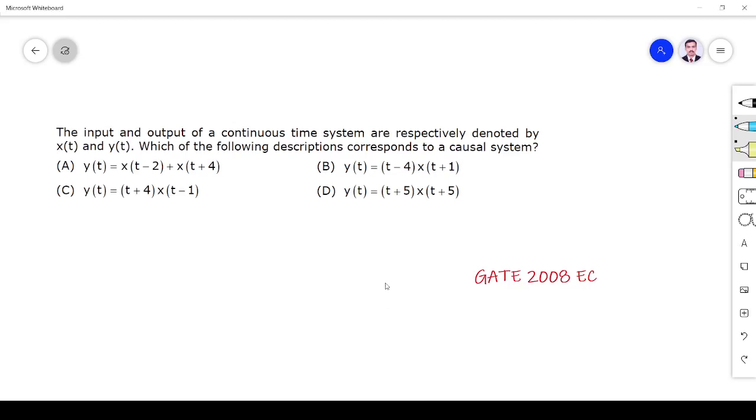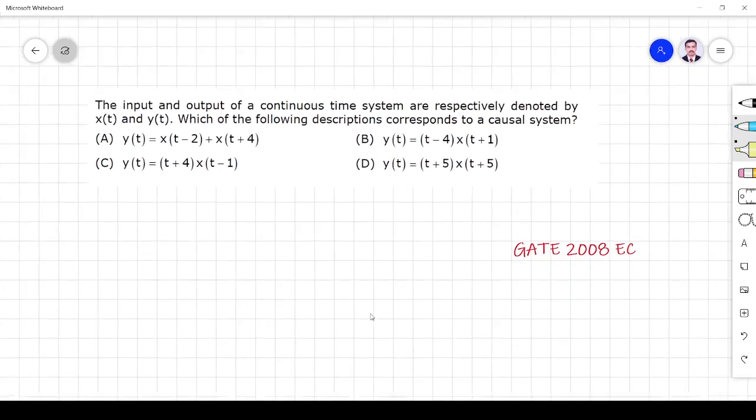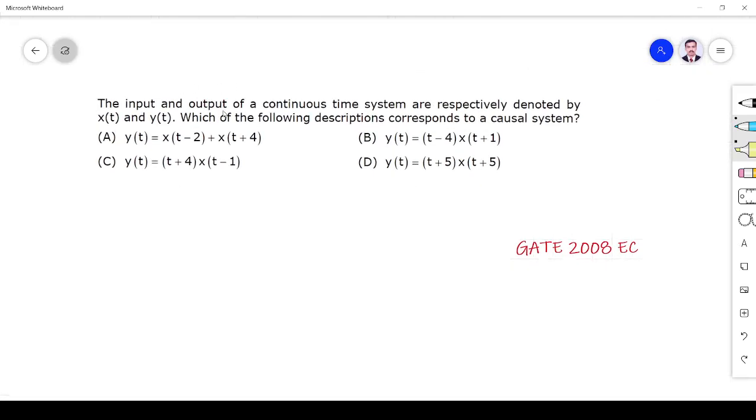Hi friends, in this video let us solve a similar system data question asked in GATE 2018 paper. The question is, the input and output of a continuous time system are respectively denoted by x of t and y of t. Which of the following descriptions corresponds to a causal system?